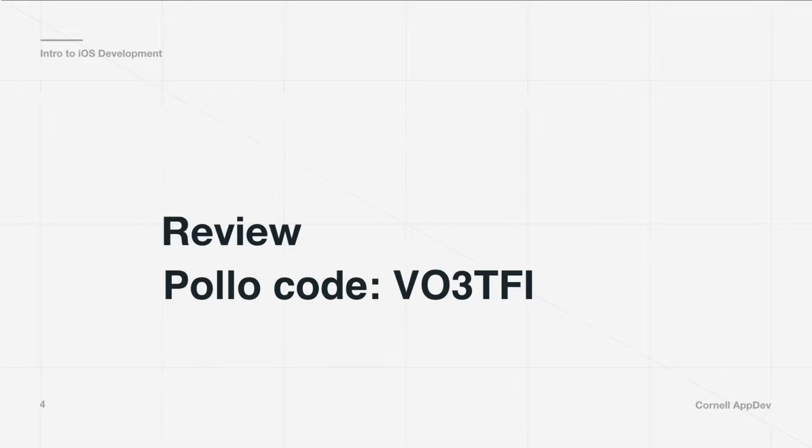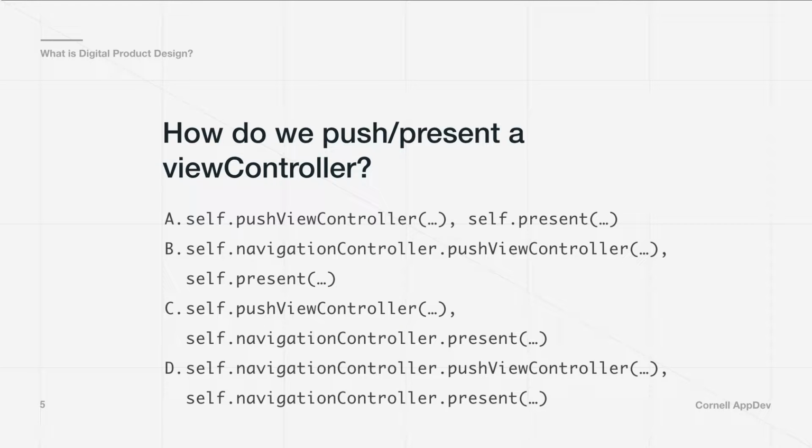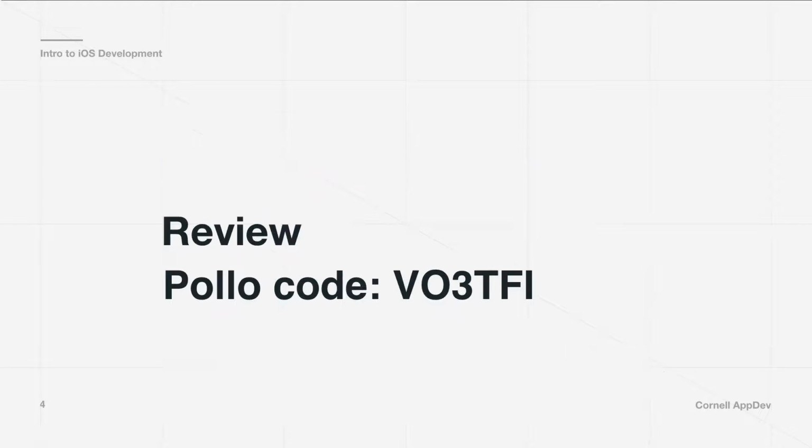Cool. Now let's do some review. If you have Polo, please open it on your phone. On TestFlight, don't use the one from the App Store. The one from TestFlight. This is the code. Does anyone need the code? Alright. First question: how do we push? Here's the code. Oh, not 0. V03TFI. Everyone in? 3 seconds. 1, 2, 3.